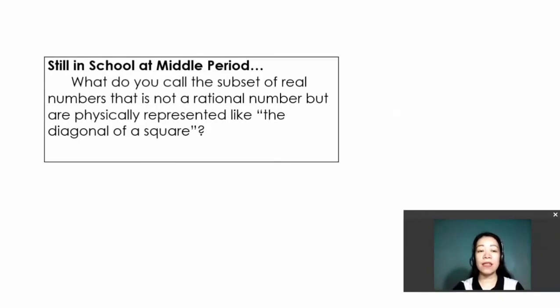And last, still in school at middle period, what do you call the subset of real numbers that is not a rational number but are physically represented like the diagonal of a square? What is the answer? Okay, so the answer is irrational numbers.